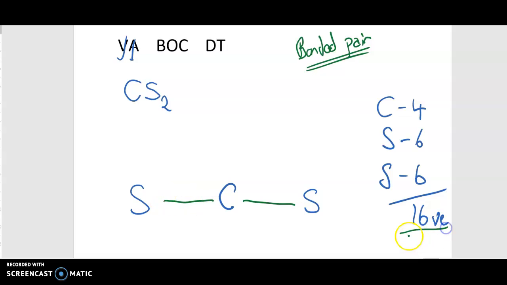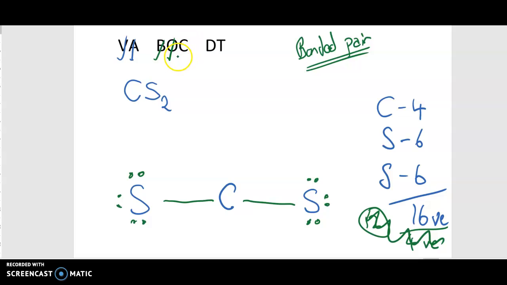So I've now used 4 of those valence electrons and I'm left with 12. I'm going to stick the remaining ones around the outside. So 1, 2, 3, 4, 5, 6, 7, 8, 9, 10, 11, 12, 13, 14, 15, 16. There's my total of 16 electrons. Great, I've used them all up now.